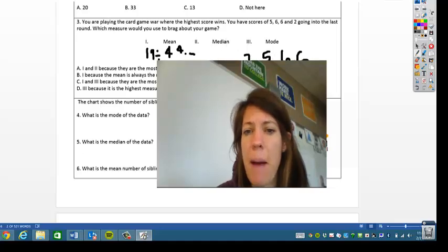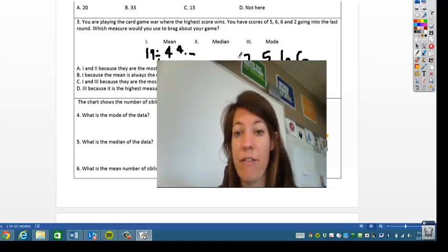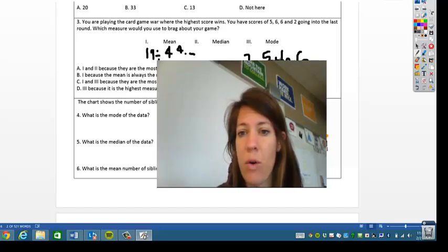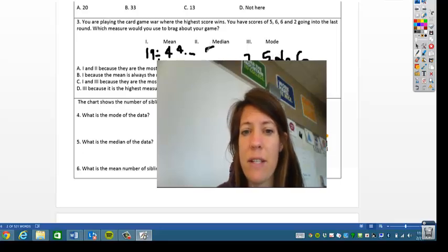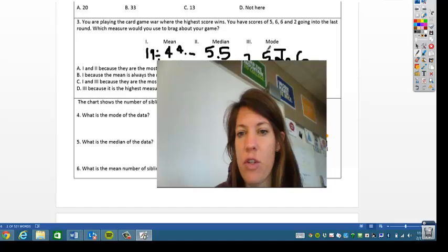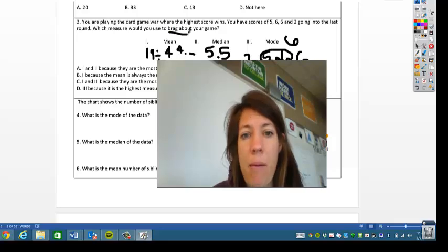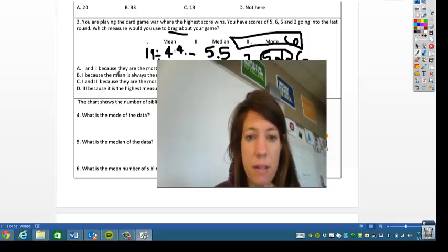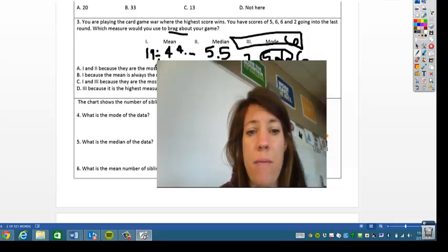I'm going to calculate the rest and see if I need to go back and find that. The median is the middle number. So if I count in 2 and 2, I'm going to get what's in the middle right here. Well, what's in between 5 and 6 is 5.5, and you should not need to calculate that. If you need to, add 5 plus 6, you get 11, and then you divide by the 2 numbers that you added. The mode is the most common. If I look at the most common, 6 repeats twice. So if I wanted to brag about my game, I would pick the mode because it would make me look the best.